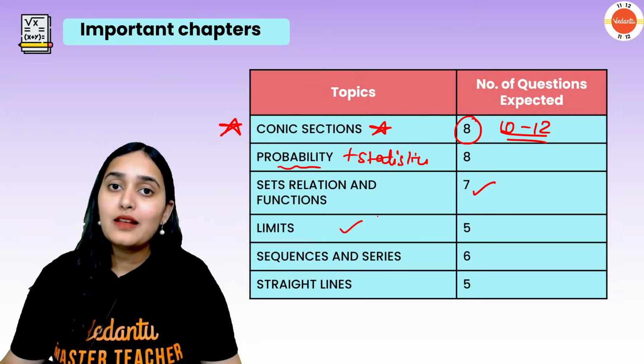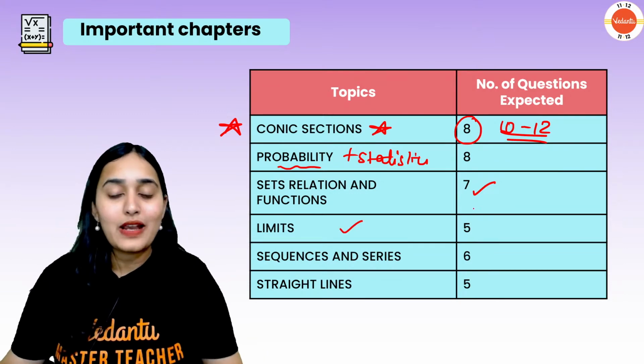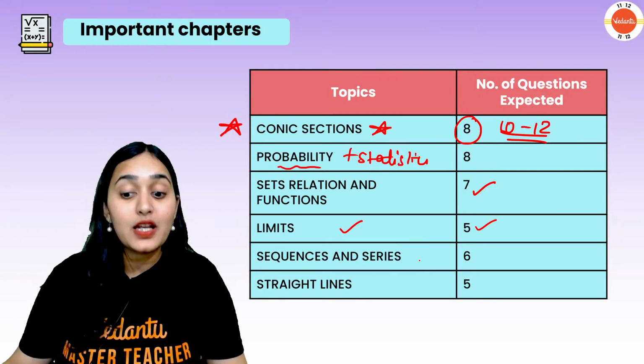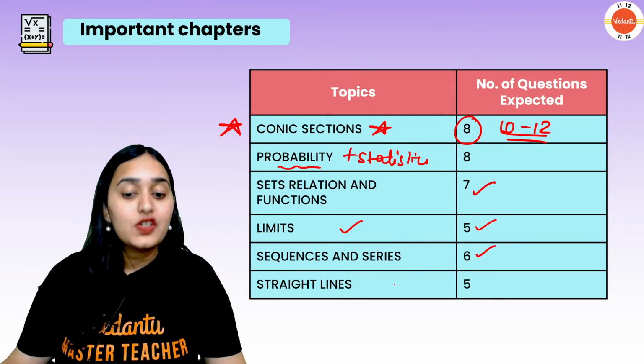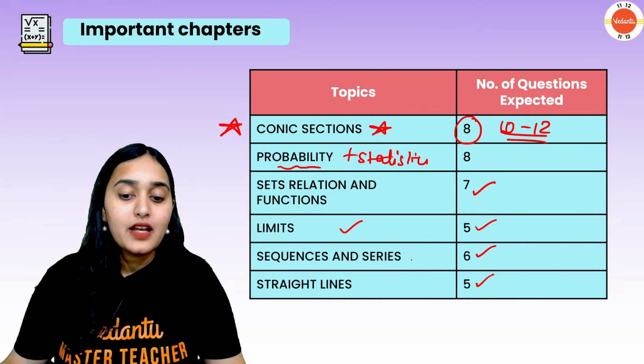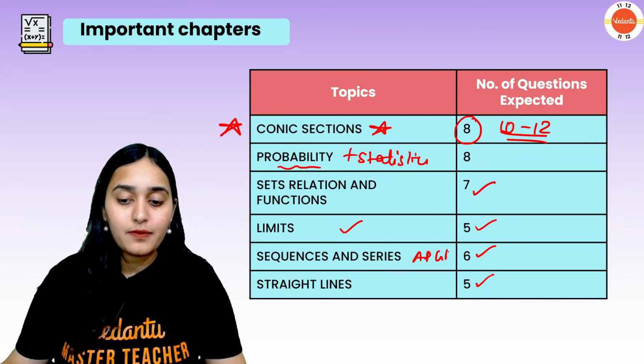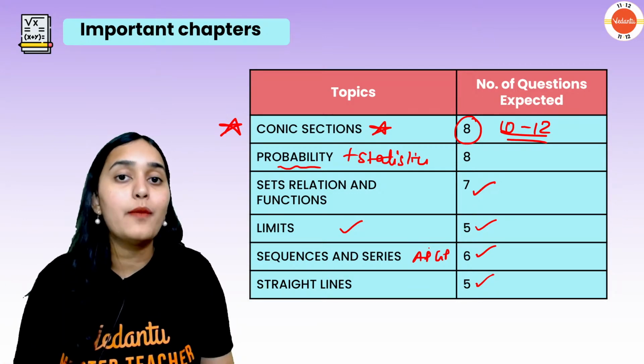Then limits is again asked. Direct limits questions are asked, 4 to 5 questions. Sequence and series, 6 questions. Straight lines again, 5 questions. Sequence and series is AP and GP. Definitely questions will be asked from these units.